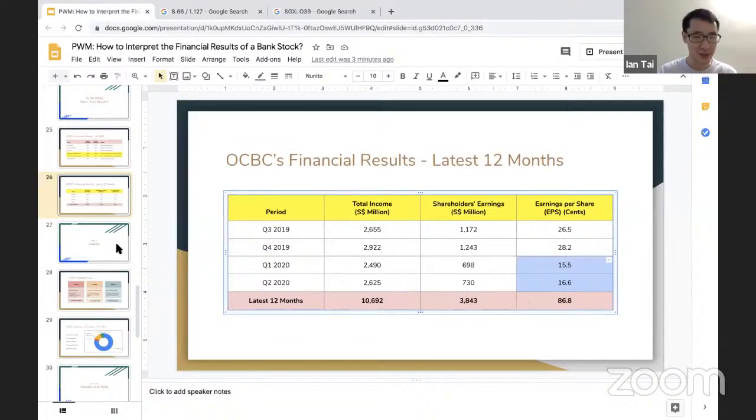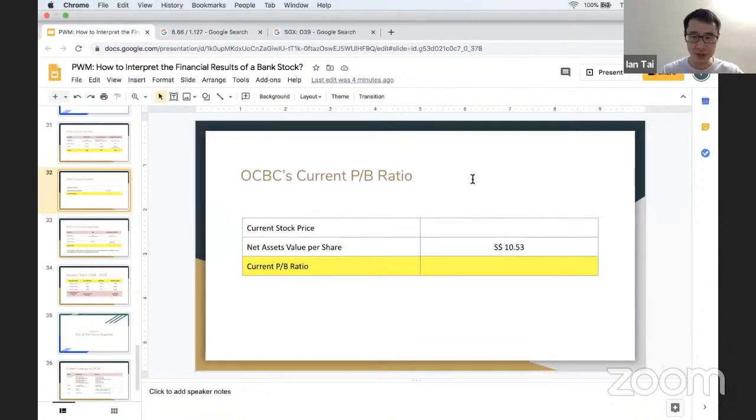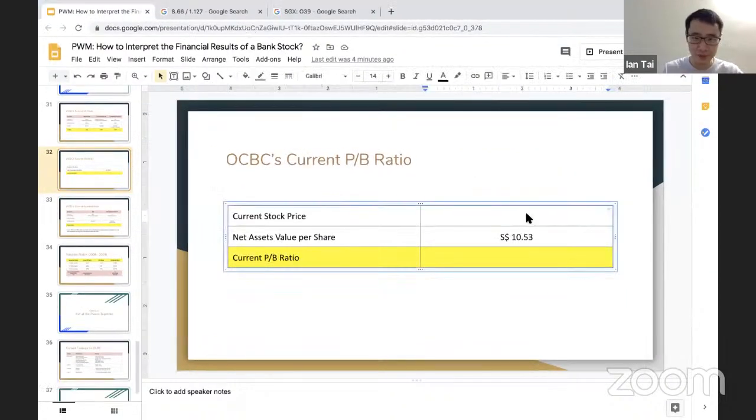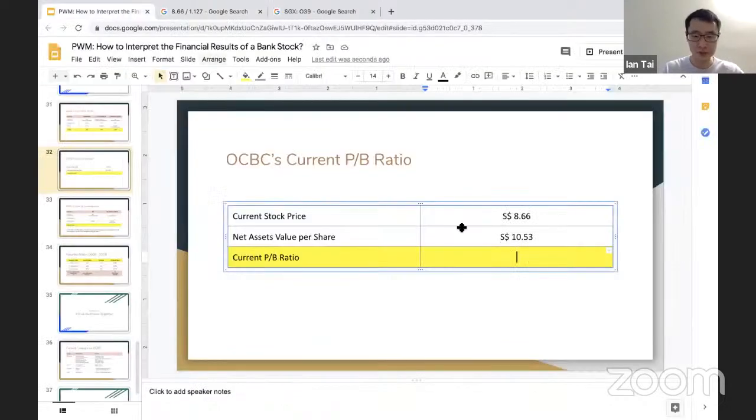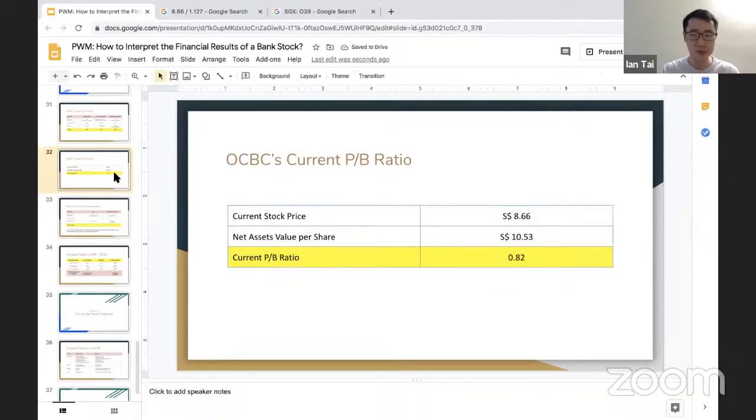Let's continue to PB ratio. When it comes to PB ratio, I'm going to just quickly calculate. The current stock price is 8.66. The latest net asset value is 10.53. So we take 8.66 and divide it by 10.53, and therefore your PB ratio is 0.82. So is that good or bad? Later we'll find out. So we just keep it as it is, 0.82.